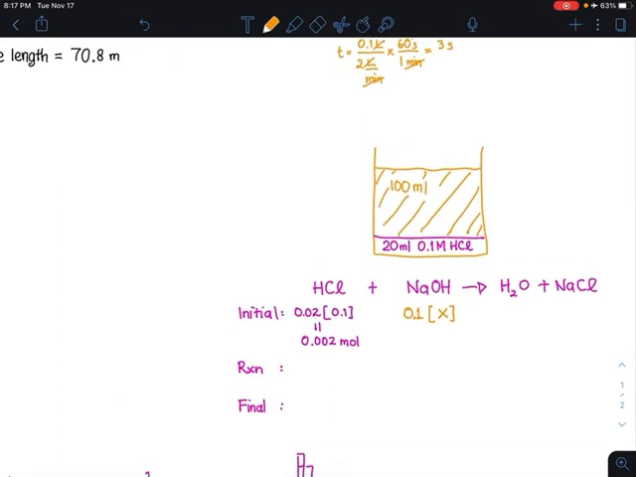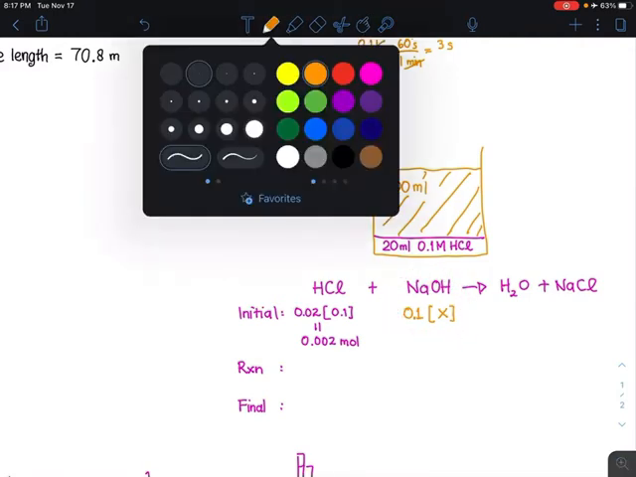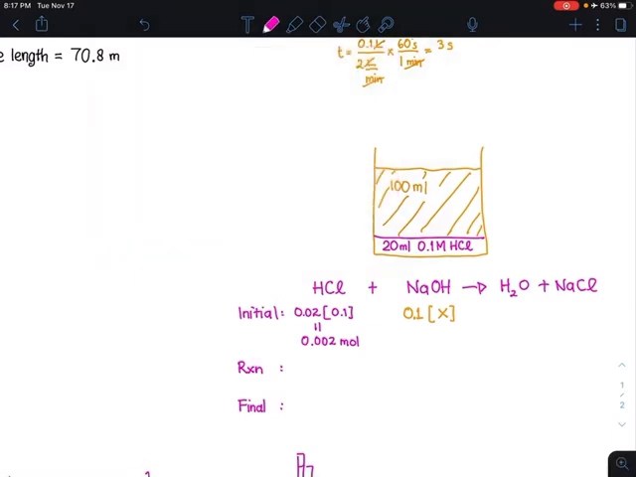And then the reaction happens. The hydrochloric acid that we added here must be in excess, so that the sodium hydroxide becomes the limiting reactant and will react 100%. So the amount of sodium hydroxide reacted will be 0.1 X.